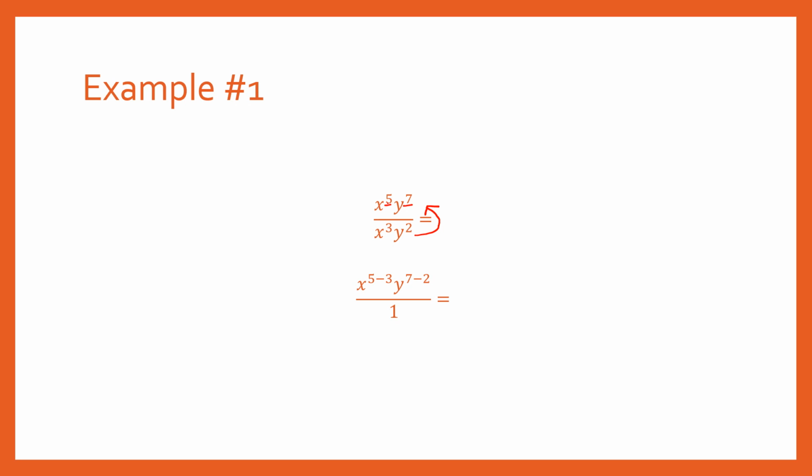And all that we do now is we say, okay, we've got to do 5 minus 3, which is right here, and 7 minus 2. Okay, and that simply equals x to the 2nd and y to the 5th. Because, yes, originally was it over 1? Absolutely. However, anything over 1 is just that number, or that term, or expression. So pretty easy.